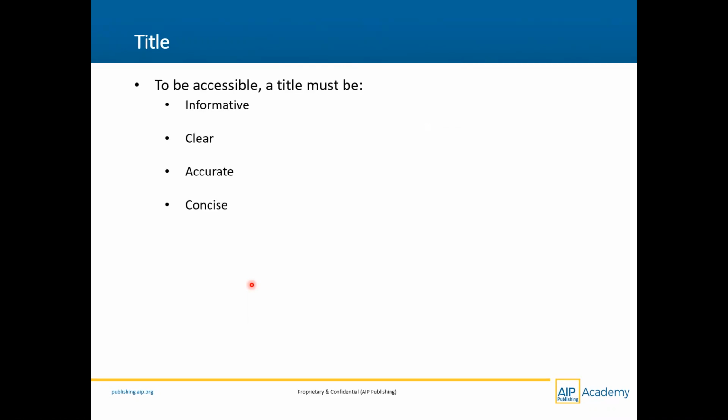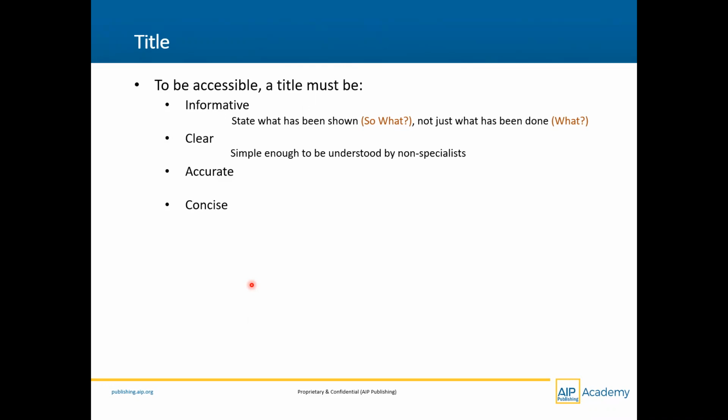To make your title more accessible, it must be informative. It must state what's been shown, the so what, not just what's been done, or the what. It must be clear, which makes it simple enough to be understood by non-specialists; accurate, containing enough details to be understood by specialists; as well as concise, around 100 characters.